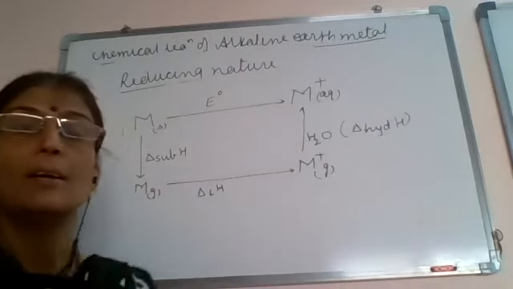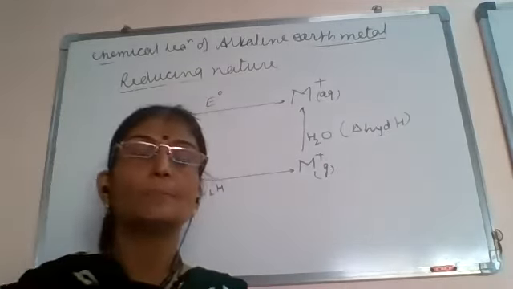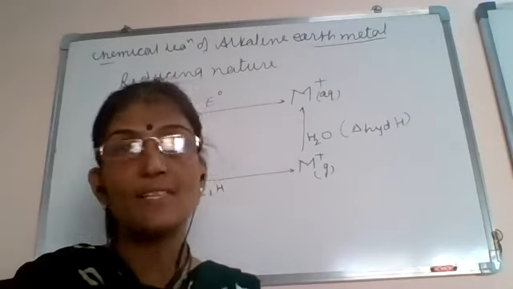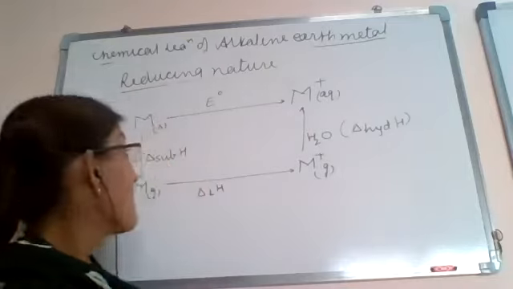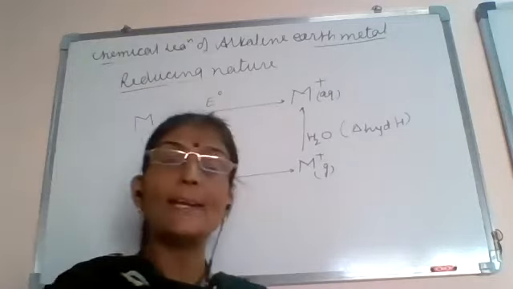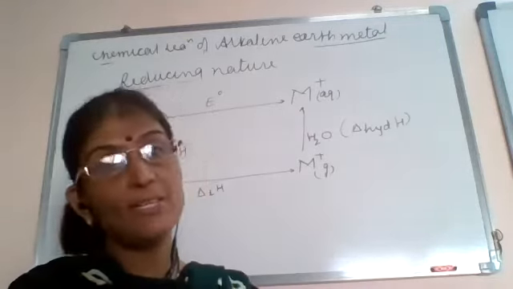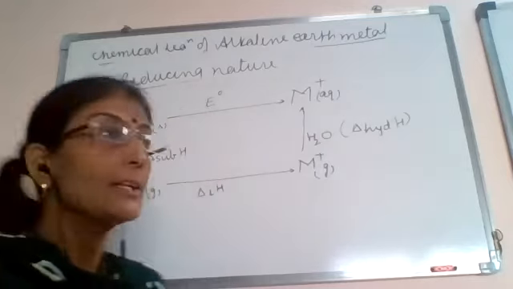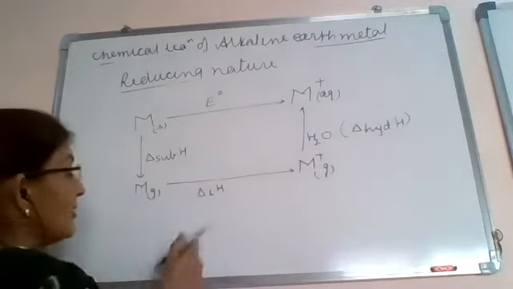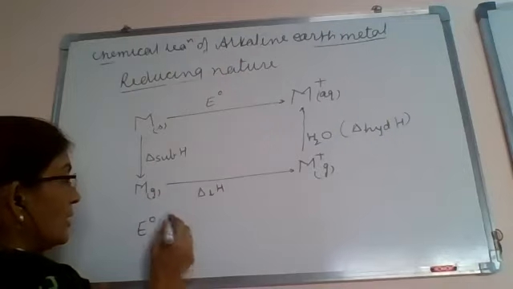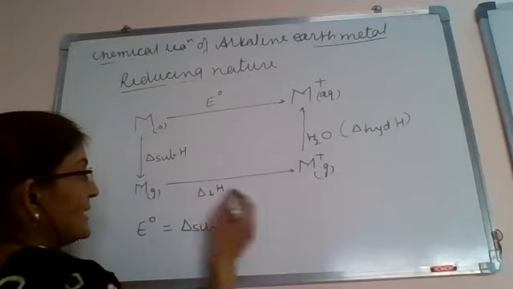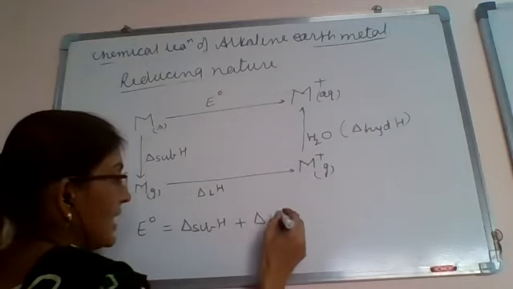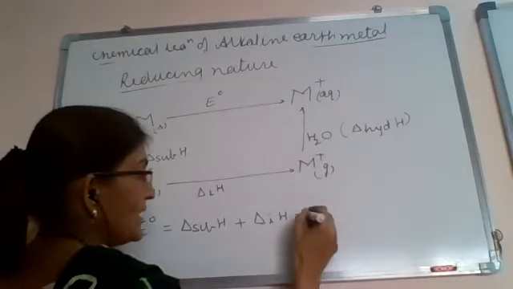If you remember, we had done this in thermodynamics: Hess law of heat summation. What was Hess law of heat summation? Whether a reaction is carried out in one step or in several steps, the enthalpy will stay the same. So E naught will be equal to the first step, sublimation enthalpy, second step, ionization enthalpy, and third step, hydration enthalpy.